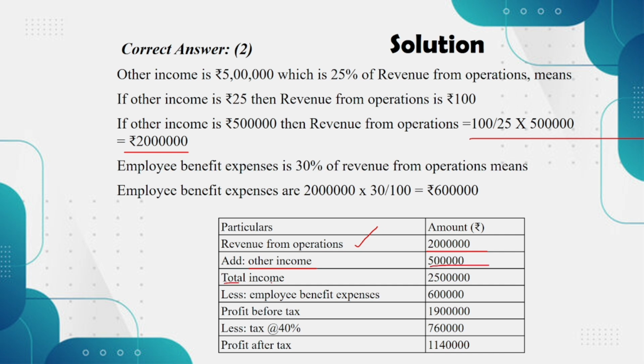So total income or total revenue will be 25 lakh. Out of that we will deduct the employee benefit expense. See, that is 20 lakh into 30 by 100, which is employee benefit expense 6 lakh. Profit before tax will be the difference between 6 lakh and 25 lakh. So 19 lakh will be the answer of profit before tax, and we have to deduct the tax. 19 lakh into 40 by 100, 7 lakh 60,000 will be the amount of tax given to government, and after deducting 19 lakh minus 7 lakh 60,000, profit after tax will be the answer, 11 lakh 40,000.